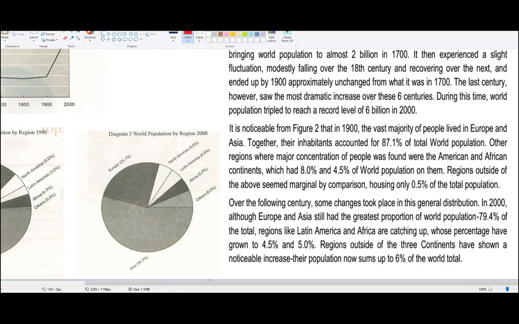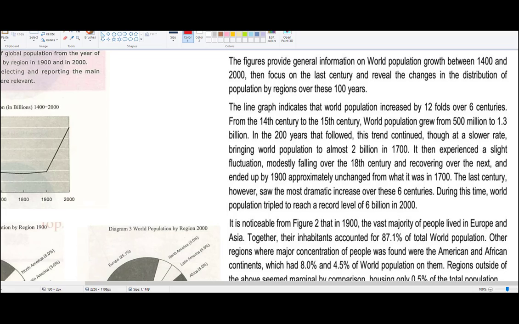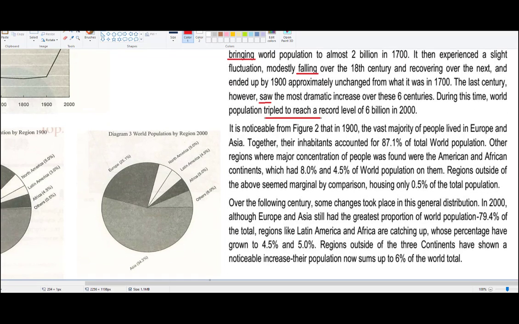And then if we look at grammar, the line graph indicates, okay, so the present tense is used correctly here, and the past tense is used correctly here. Grew, okay, past tense, at a slow rate, bringing, oh, the bringing is good. But then experienced a slight fluctuation, modestly falling. I do like this bringing and falling. Ended up by 9% changed. Past tense again. Tripled to reach. That's a good phrase. Their inhabitants accounted for.